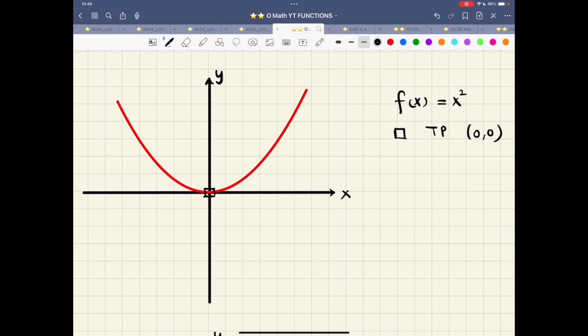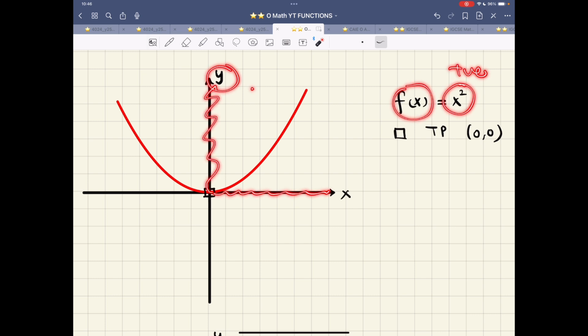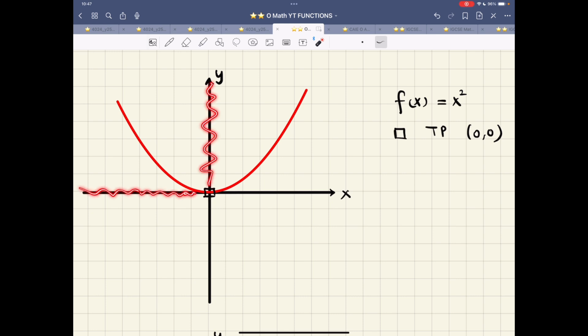So f(x) is equal to x squared. And let's go very, very easily on this one. When x is positive, x squared is positive, therefore f(x) or y is positive. So it lies in the first quadrant. When x is 0, y is 0. When x is negative, x squared is positive, therefore y is positive. So therefore the graph lies in the first and the second quadrant. This is the first quadrant, this is the second quadrant, that's how the graph is. Now this graph is always either positive or it's 0, it's never negative.